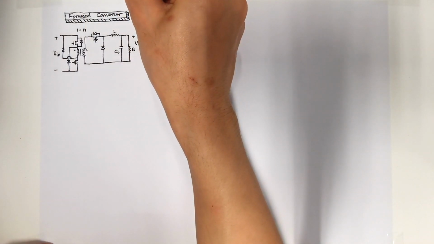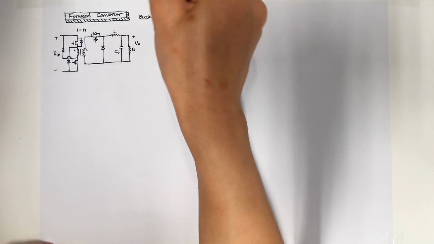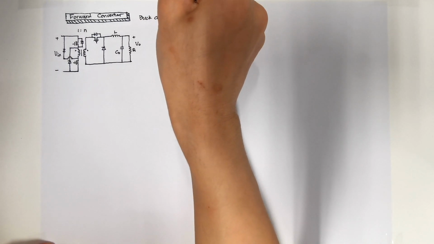Everyone, in this video let's study the forward converter together. So the forward converter is derived from the buck converter. This makes these two converters very similar. So in this video I will also, like the flyback converter, point out the difference between the buck converter and the forward converter. So if you have a good understanding of the buck converter, it will be really easy for you to learn the forward converter.